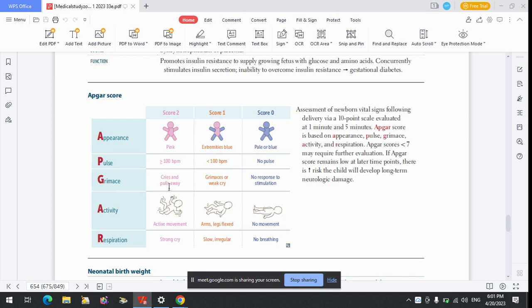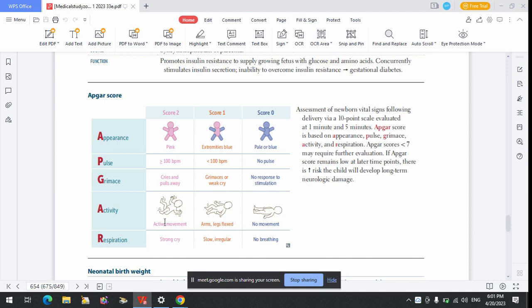Grimace, 2. You try to stimulate the baby by maybe pinching. If the baby cries and tries to pull away, that's good grimace, so it's 2. If the baby just squeezes his face or has a poor cry, that's 1. No response to stimulation, 0.